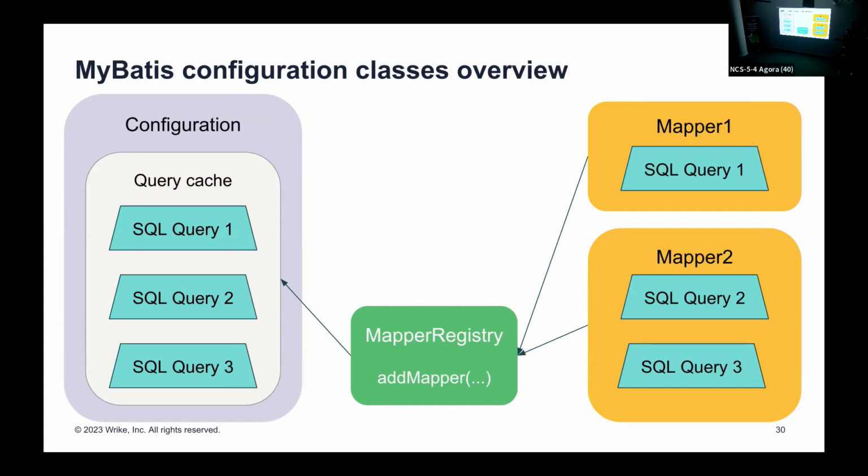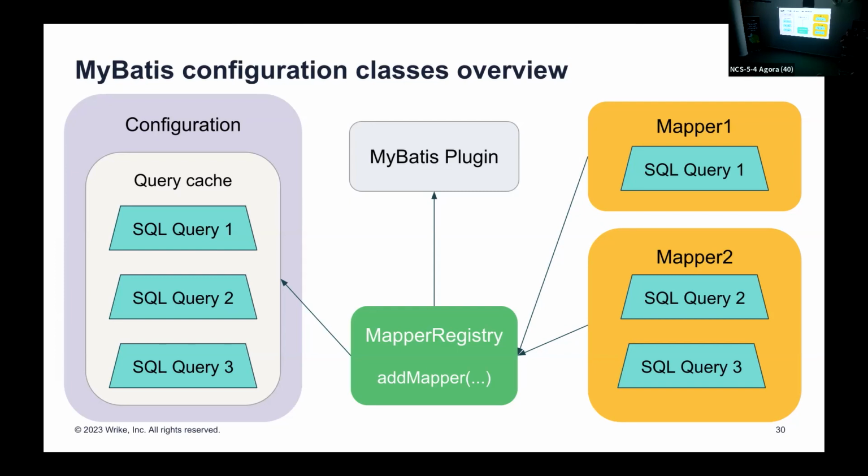We just pass mappers one by one through this method, and this mapper registry fills the query cache. But also here we want to save all this information inside the MyBatis plugin. I mean, to save the references to the configuration instance and the set of mappers which are related to this configuration, so we can use it later. And obviously the mapper registry doesn't know anything about this MyBatis plugin, because why would it, right?